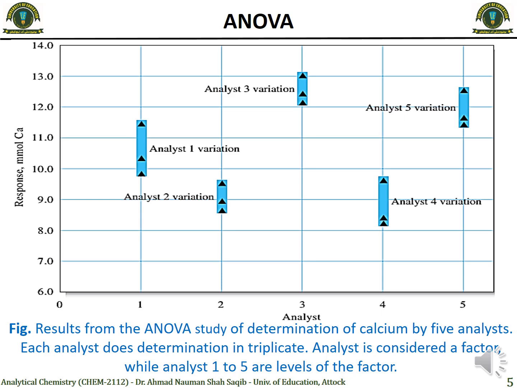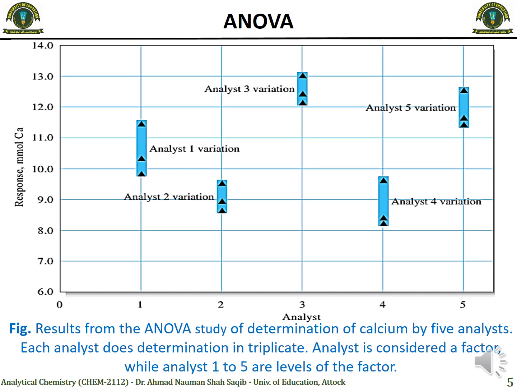As you can see in the diagram, we have analyst 1, 2, 3, 4, 5, and against each analyst you can see 3 points, which means that each analyst performed the experiment in triplicate, or analyzed the calcium concentration using 3 different samples. So the analysis was carried out in triplicate.